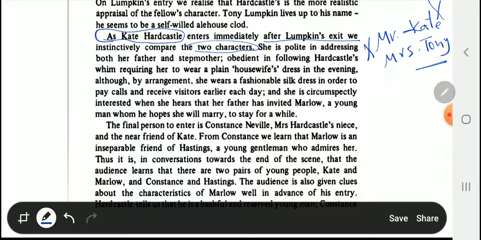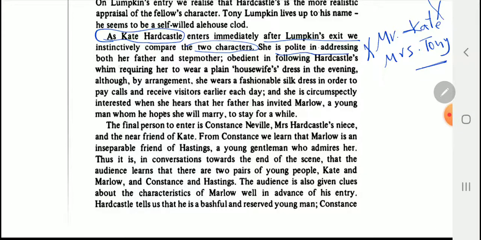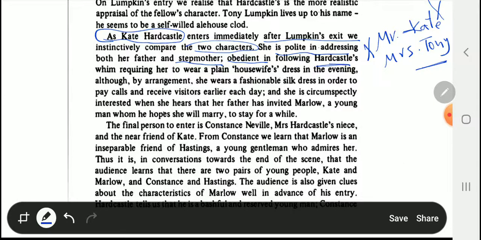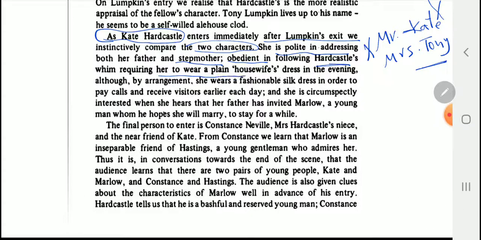So we knew that Tony is someone who plays pranks on people, someone who's stupid, someone who is not taking everything seriously, while Kate is very polite in addressing both her father and stepmother. She's very obedient in following Hardcastle's plan to wear a plain housewife dress in the evening.